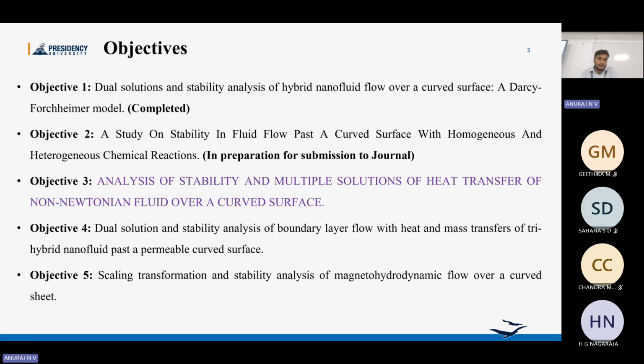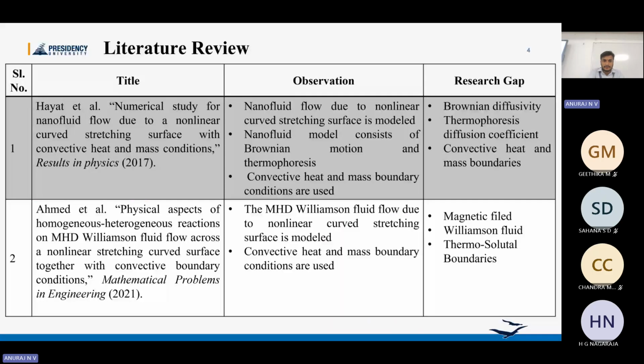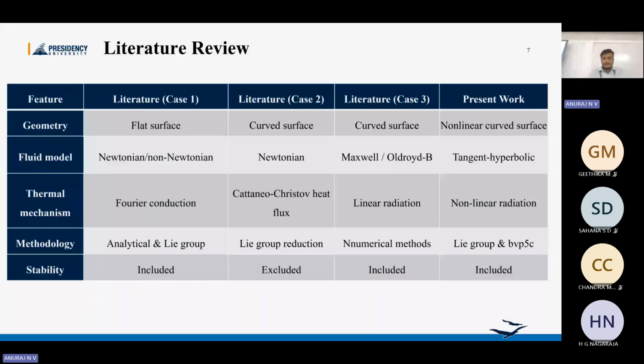Among the five objectives, two are completed. This is the third objective: analysis of stability and multiple solutions of heat transfer of non-Newtonian fluid over a curved surface. Based on objective 3, I did a literature review. These are the major results I found from the literature review. From this, I included tangent hyperbolic fluid and Lie group analysis.